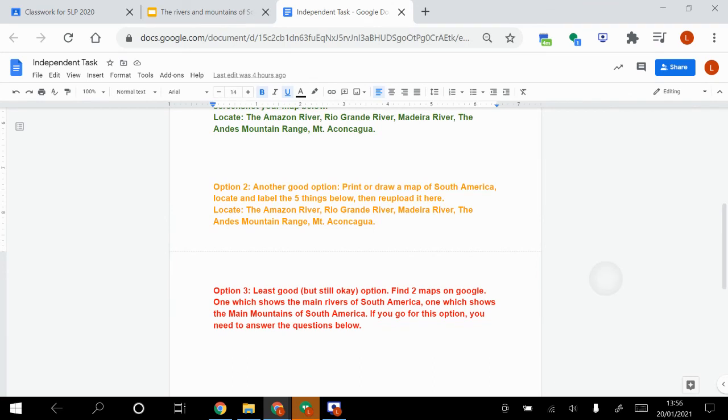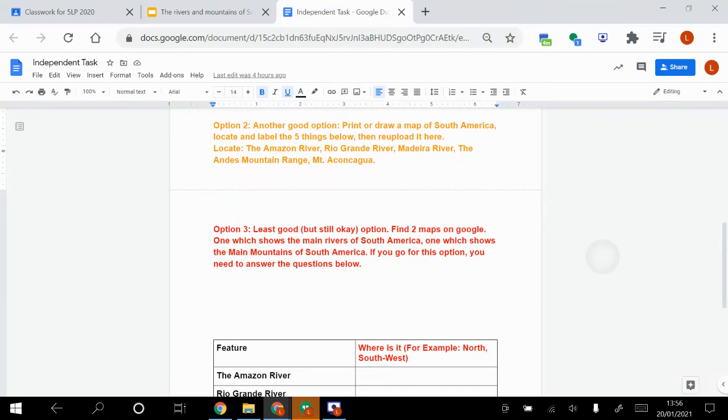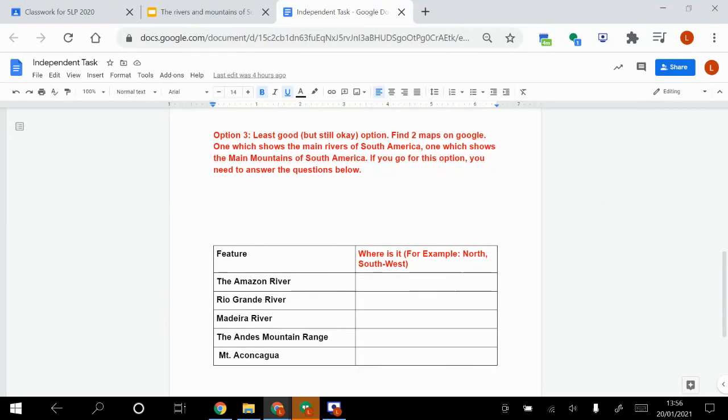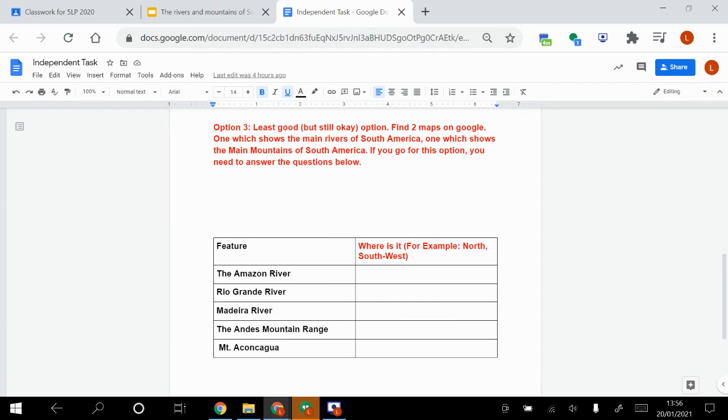Now, there are a few of us, and this is absolutely fine, who are not going to be able to do those because you've been having trouble with the uploading and downloading of pictures and Digimaps and all those sorts of things. What you are going to do, if that is the case for you, is you're going to move on to option 3, which is my least preference. But if you have to do this, if this is your only option, that is absolutely fine. You can still achieve your LO.